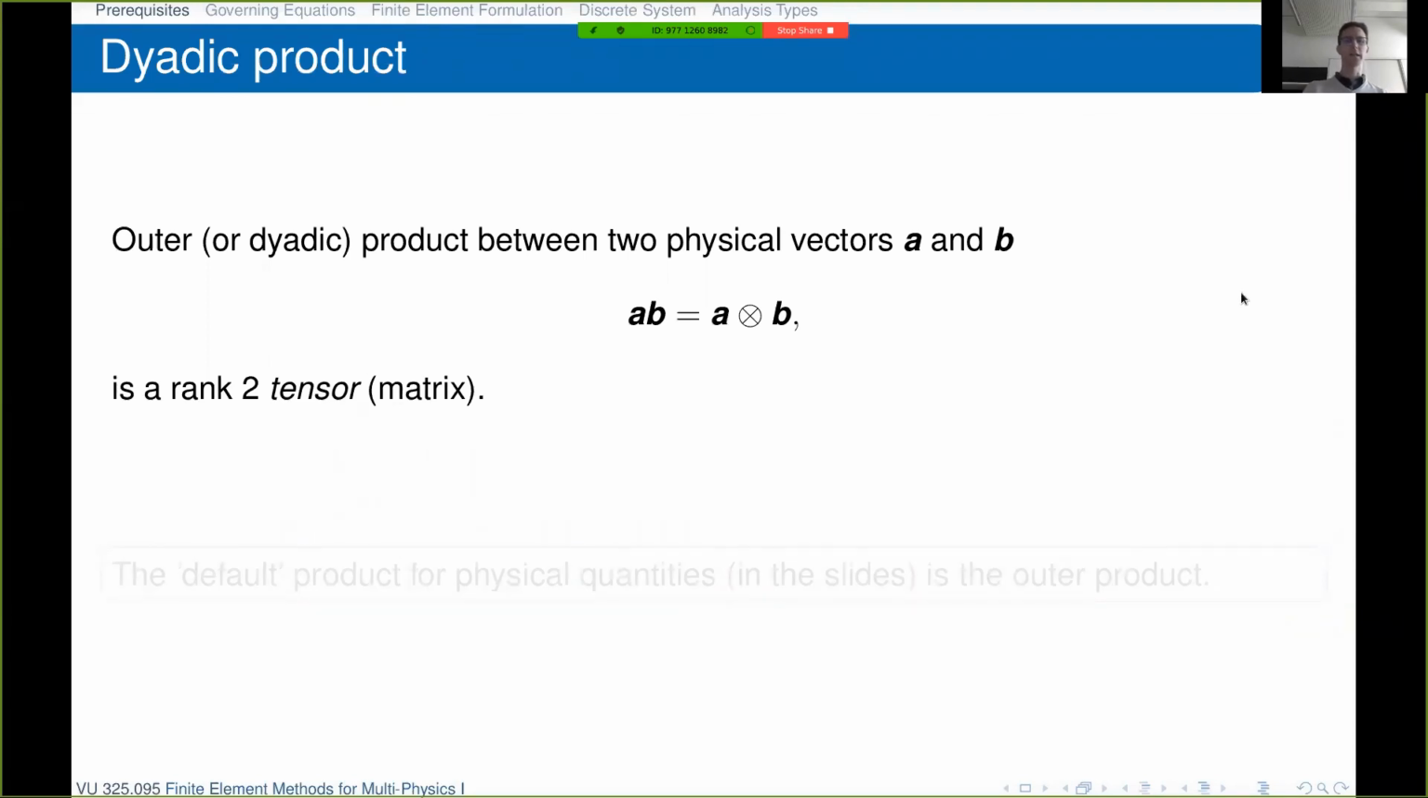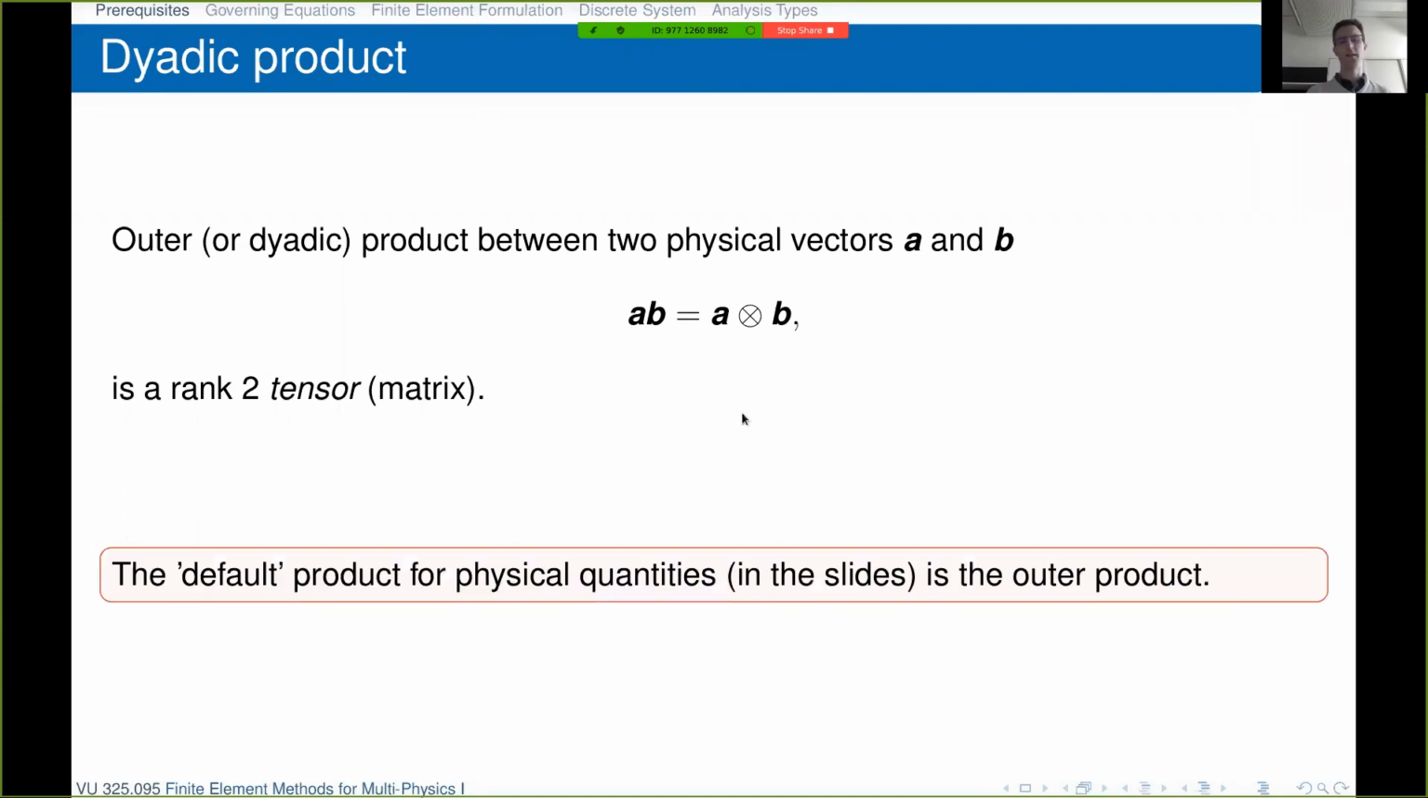In the slides, I use the dyadic product between two physical vectors, so vector A and vector B, simply by writing them next to each other. So I don't use the long notation with the outer product sign, and you should know that the outer product of two physical vectors gives you a rank 2 tensor, so you can see this as a matrix. And this is the default in the slides.